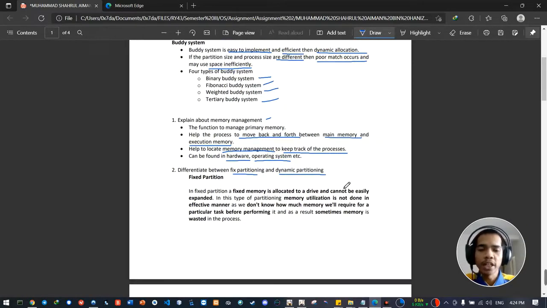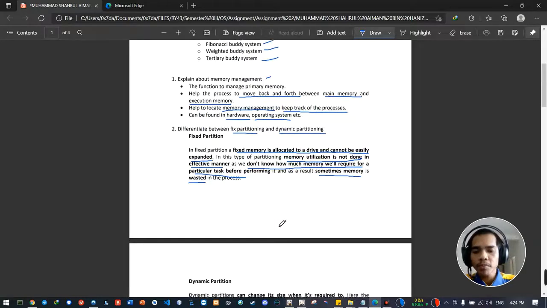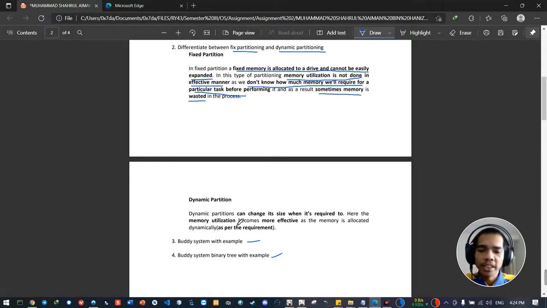Question 2. Differentiate between fixed partitioning and dynamic partitioning. Fixed partitioning: in fixed partition, a fixed memory is allocated to a drive and cannot be easily expanded. Memory utilization is not done in an effective manner because we don't know how much memory we will require for a particular task before performing. Sometimes it will result in waste. Dynamic partition can change its size when it is required to. Here, memory utilization becomes more effective and dynamic as per requirement.